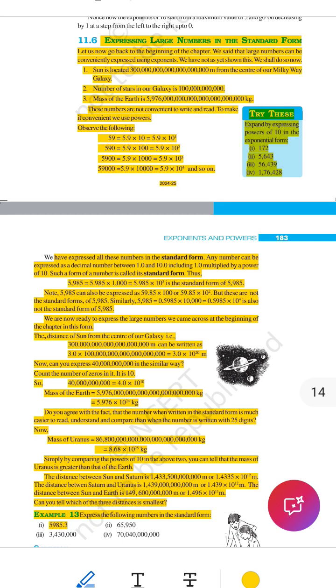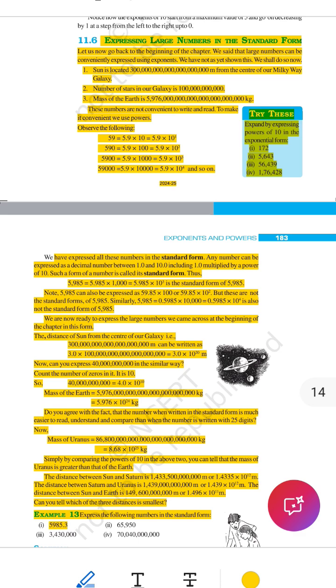2. Definition of standard form. Standard form is a way to write large or small numbers using powers of 10. It is written as A times 10 to the power n, where A is a number between 1 and 10, and n is a whole number. 10 to the power n means 10 is multiplied n times.